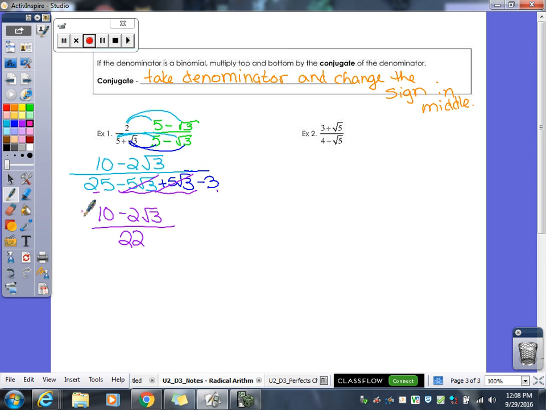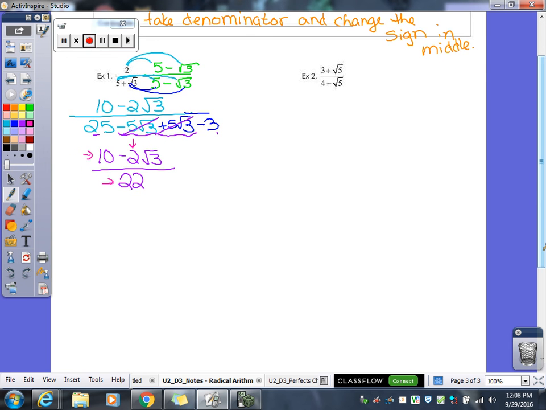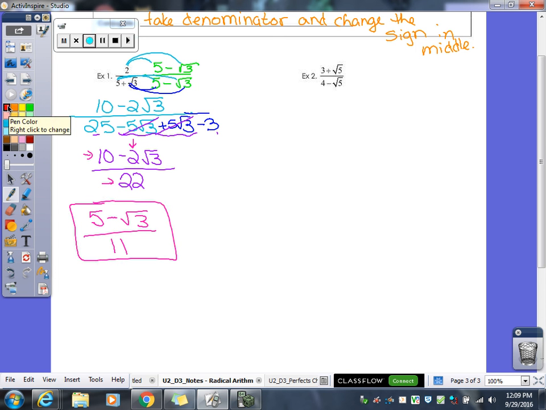And then all three of my numbers outside the radical, can I reduce those all by the same thing? Yes. What can I divide them all by? 2. So 10 divided by 2 gives me 5. 2 divided by 2 gives me a 1. And 22 divided by 2 gives me 11. So that would be our final answer.